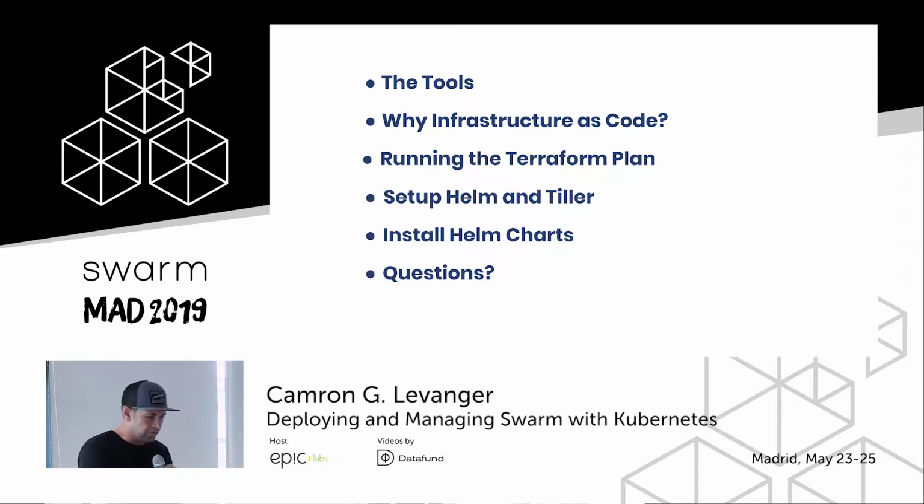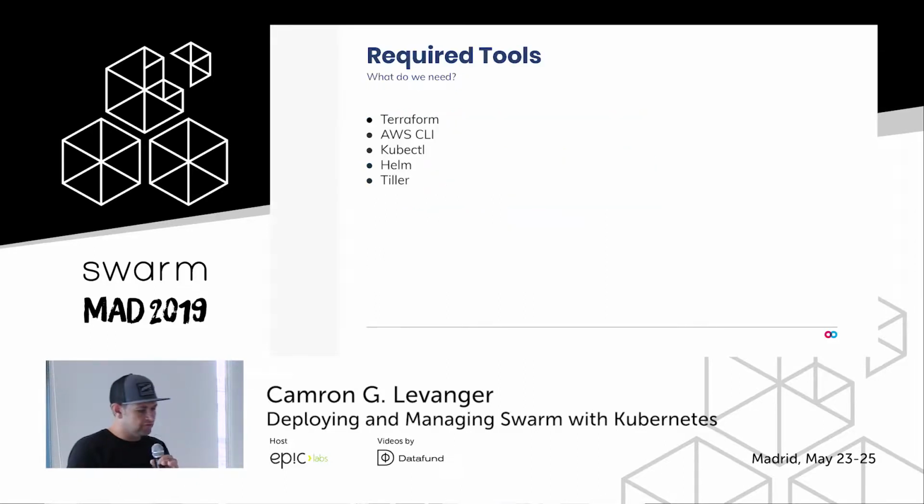So we'll cover Terraform, help you learn how to set up Helm and Tiller in a fairly secure default manner, and then install the Helm charts built by the Swarm team here. First of all, you're going to need Terraform. It's free. You need the AWS CLI, if you don't already have it, which is just a command line tool that allows you to programmatically access your AWS. You need kubectl, Helm, and Tiller, and that's it.